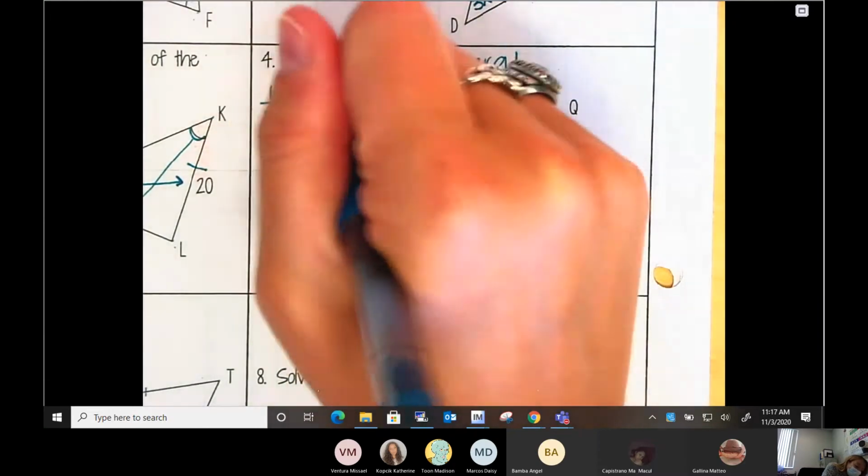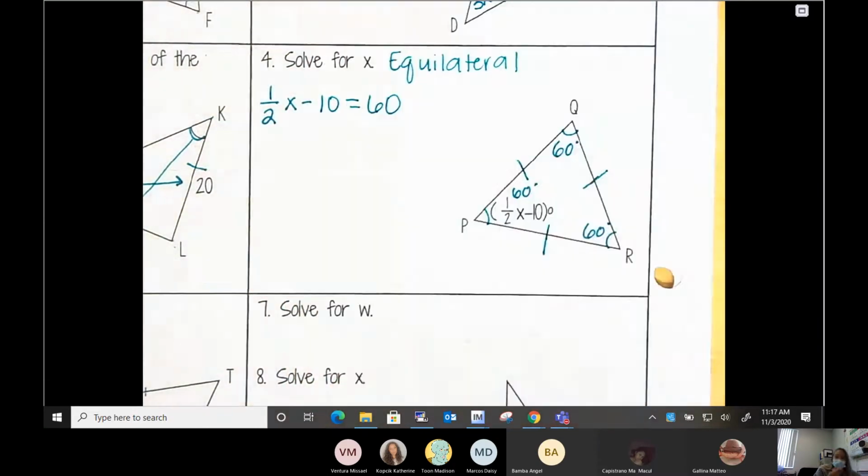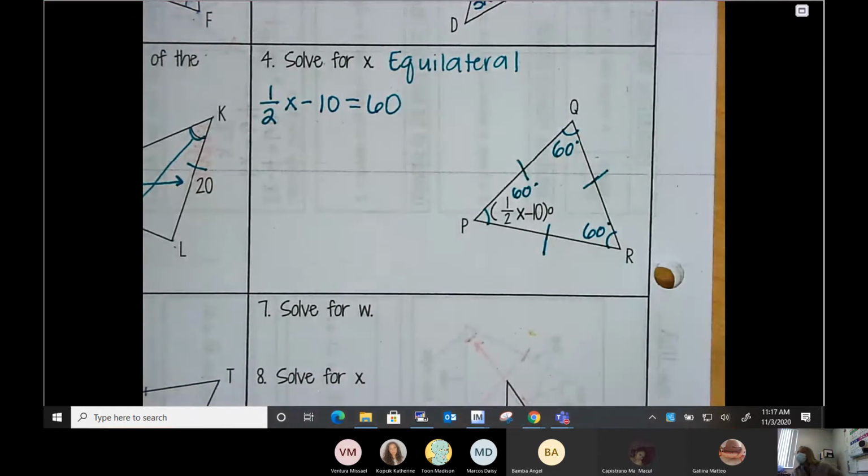What's another way you could do this problem? That's a great way to do it. What's another way you could do it?